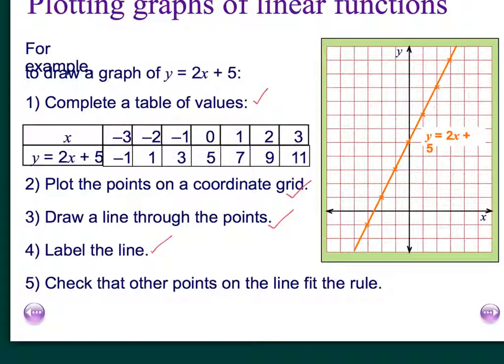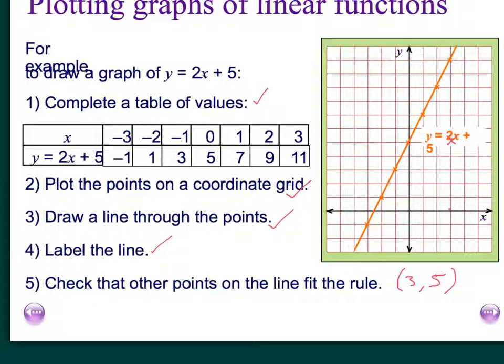A follow-up question an examiner might ask: check if other points fit on the line. Well, firstly, if they ask to see if 3, 5 fits on the line, you may just go 1, 2, 3 across, 1, 2, 3, 4, 5 up. That's our point there, and you can see it's not on the line.